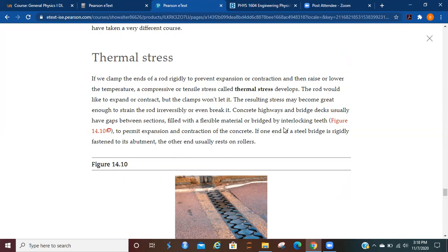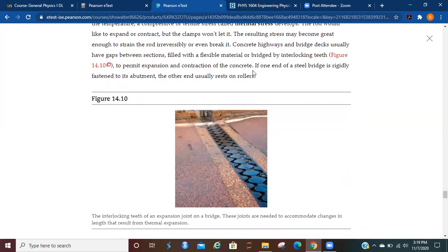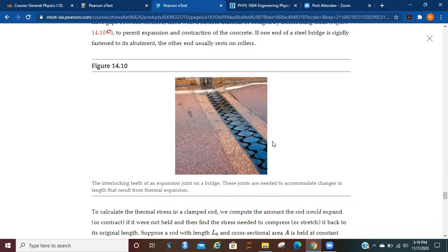Concrete highways and bridge decks usually have gaps between sections filled with a flexible material or bridged by interlocking teeth, like what you see here. That permits expansion and contraction of the concrete. If one end of a steel bridge is rigidly fastened to its abutment, then the other end usually rests on rollers.